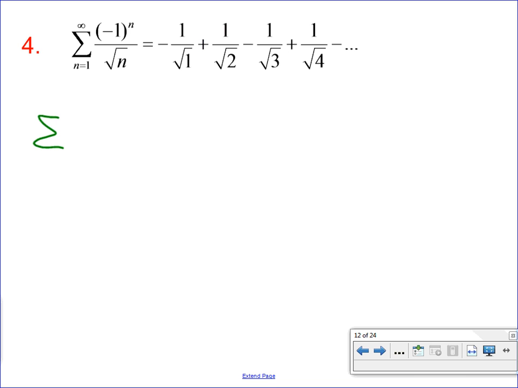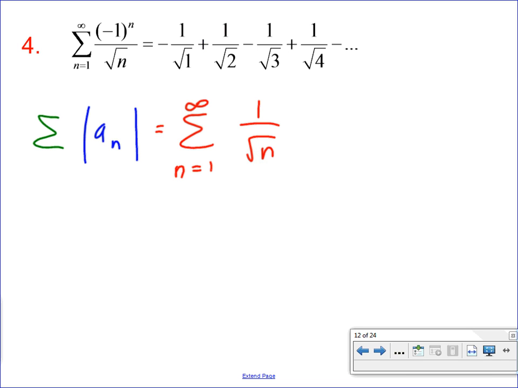Okay. So let's go ahead and consider the limit of the series in absolute value to see whether or not this absolutely converges or not. So we'll have the series in absolute value. That will be given by the sum from 1 to infinity of 1 over square root of n. Yes? And would this converge or diverge?